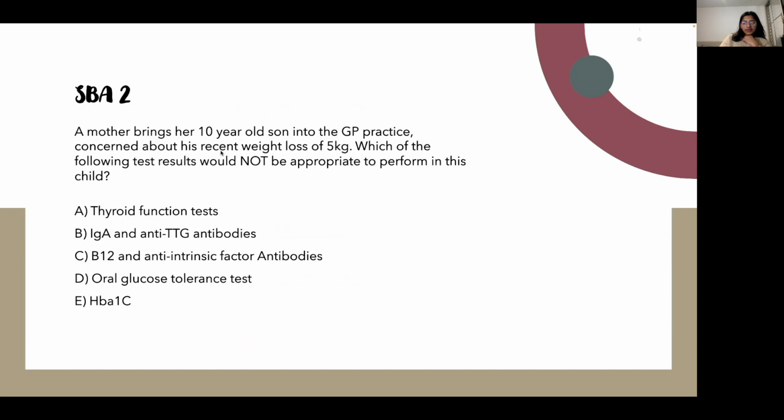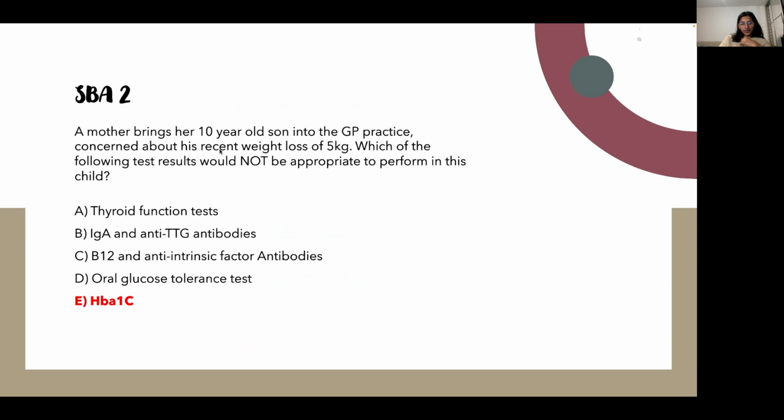Okay, let's go through the answer. So the answer to this one is HbA1c. The reason is, this is a 10-year-old kid and he has recent weight loss. So in terms of diabetes, what we would be thinking is type 1, which is just more likely in this 10-year-old kid that's lost weight.